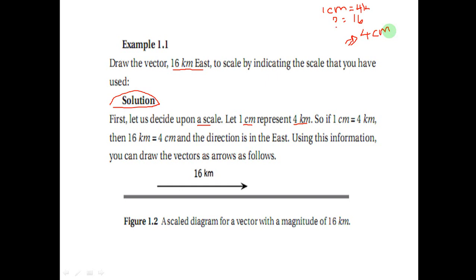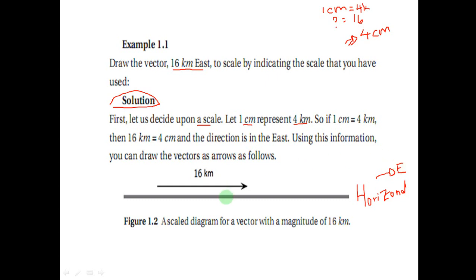So by using this information, our direction is to the east. So first we must put our reference direction. This reference direction is the horizontal line. So having this horizontal line, it's possible to draw our vector which is 16 kilometers to the east. This horizontal line, this direction is to the east. If you consider the compass line, this horizontal line indicates the east direction.